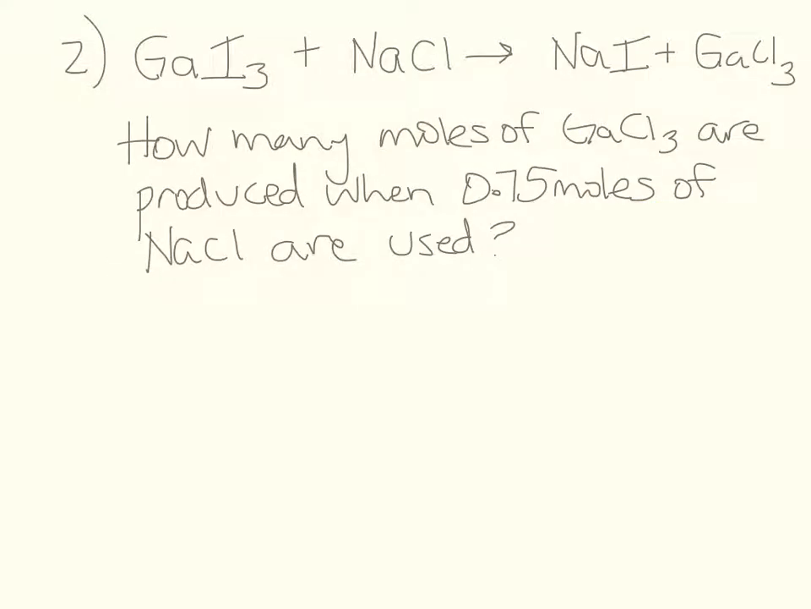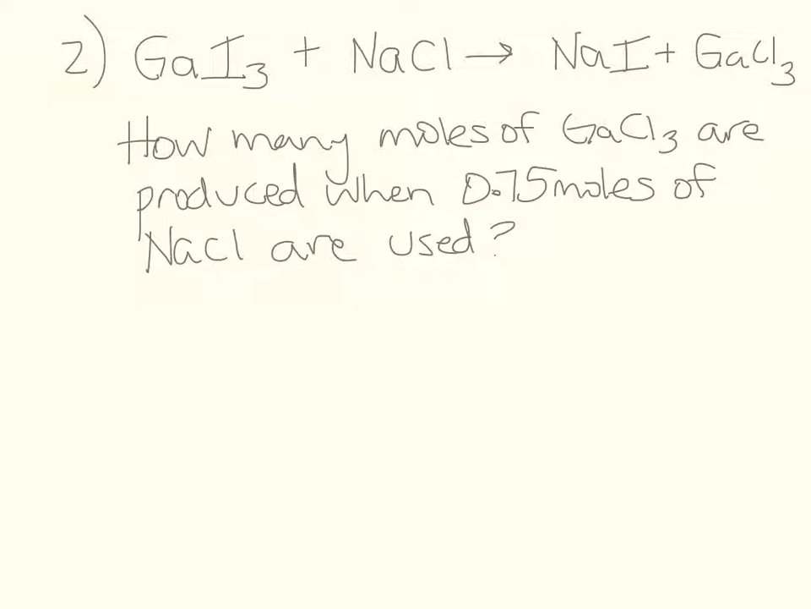All right, let's take a look at our second equation. Our second equation is gallium iodide reacting with sodium chloride to make sodium iodide and gallium chloride. Again, the first thing we always want to do is make sure that it's a balanced chemical equation. So go ahead and write this down in your notebooks and take a minute to balance it. And then we'll come back and make sure that you did it right.